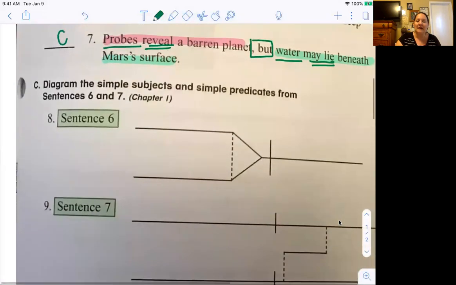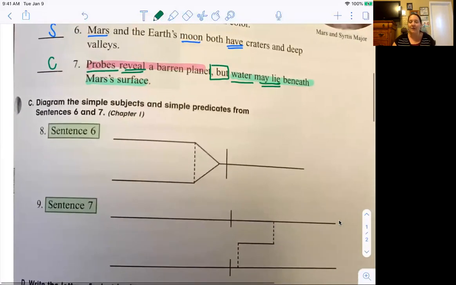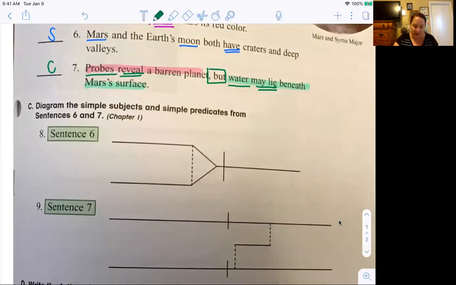Now, 8 and 9, we're going to diagram sentences 6 and 7. So it's kind of cool. We can see them all together in one screen. So sentence number 8, we are going to diagram. Remember, what's on the left side of the diagram right here that I'm highlighting are your subjects. What's on the right side of your diagram are your predicates. So it's been a little while since we've done this. What is your predicate in number 6? Have. So we're going to put have on the right side of the line. Who or what have?